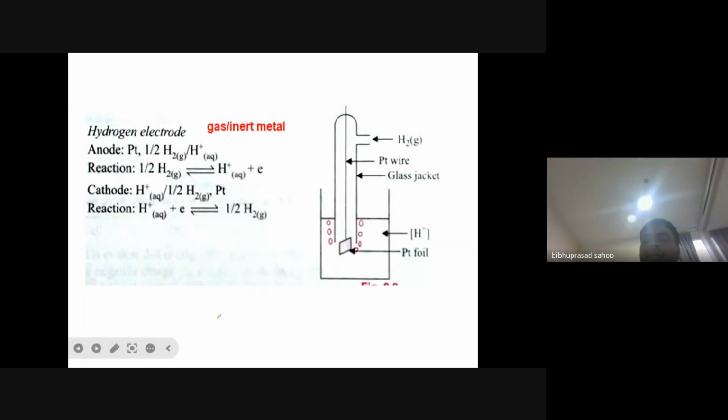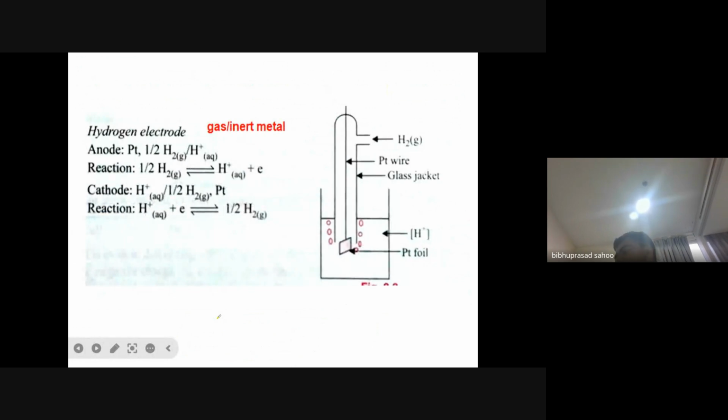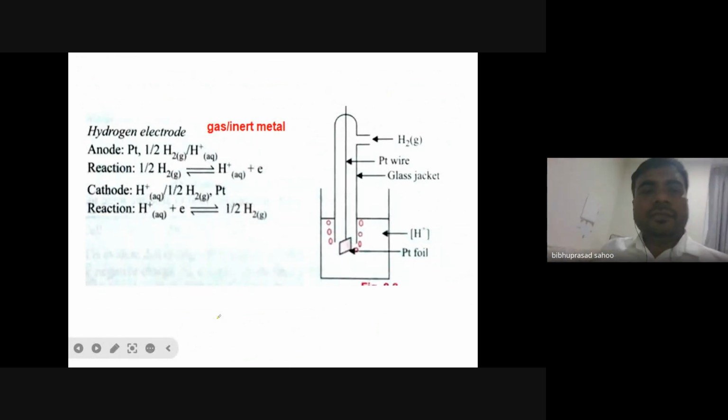So now come to the gas electrode. Students, a gas electrode is such an electrode... just a minute.